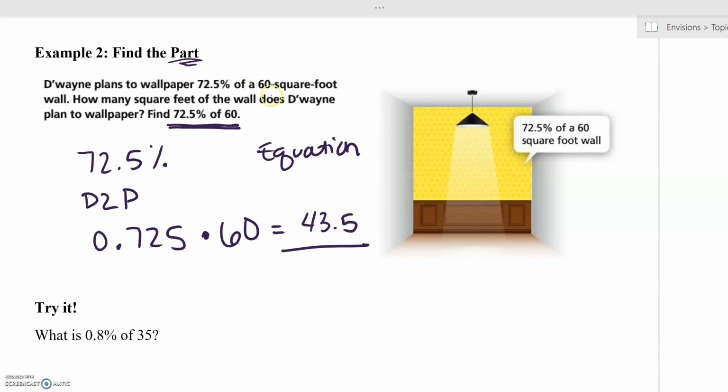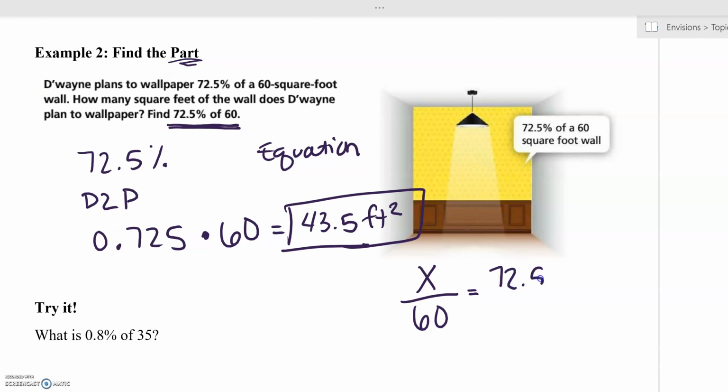And since we're talking about square footage, I need to make sure I do not leave a naked number and I have a label on it. Now, if you are setting it up with your proportion, I would have my unknown be my part, 60 is the whole, and then I would have my 72.5% over 100.